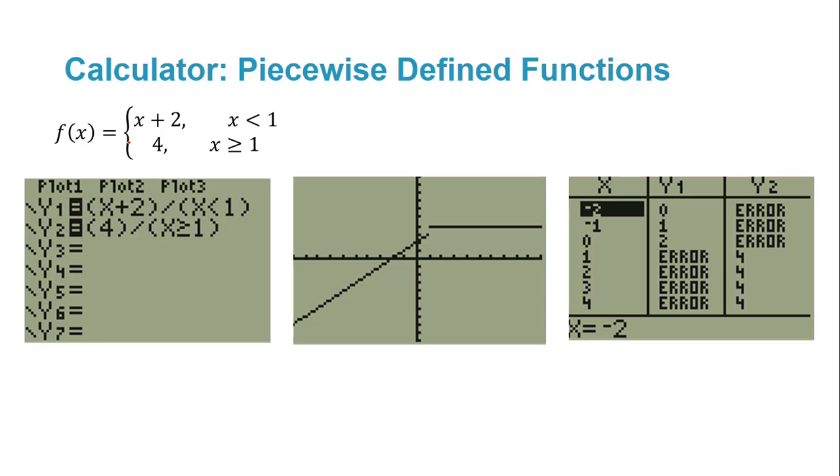So the way we do that is we put the function rule in parentheses, and then we're going to do a division symbol, and I'll explain why in just a minute, and then we'll put in parentheses the restriction on x. So x is less than 1. To get the inequality symbols, you're going to press second in math, which is the test menu, and then you're going to choose the appropriate symbol.